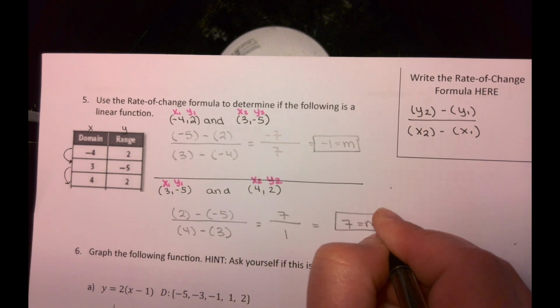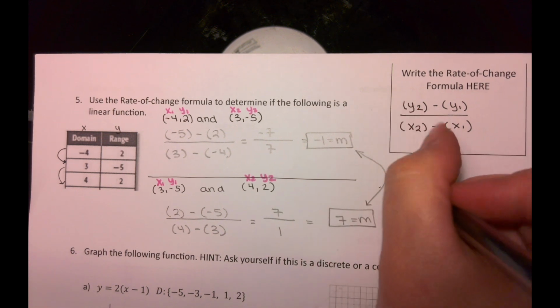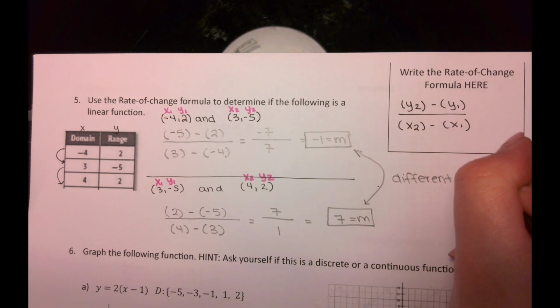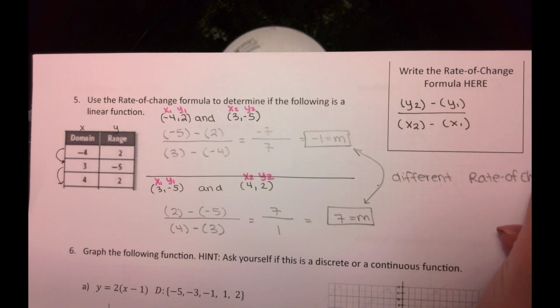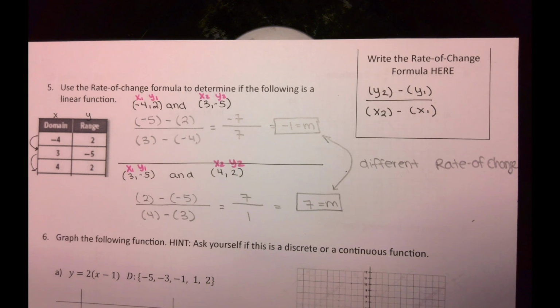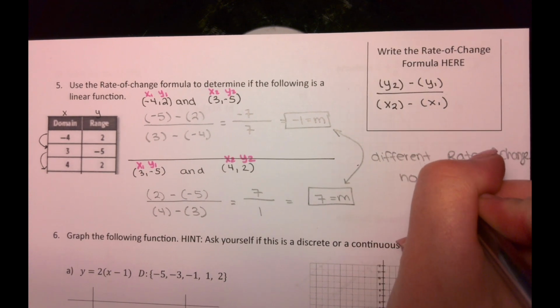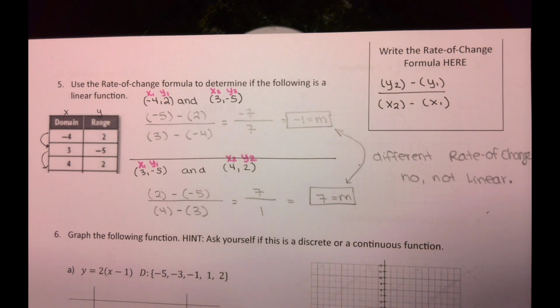So then we're going to take a look at the two rates of change. And because they are different, so it's a different rate of change, that means no, it is not linear. If the slope is the same, then yes, it is linear.